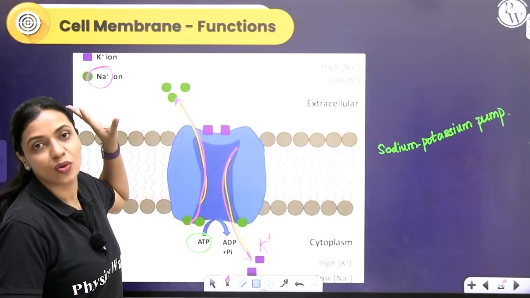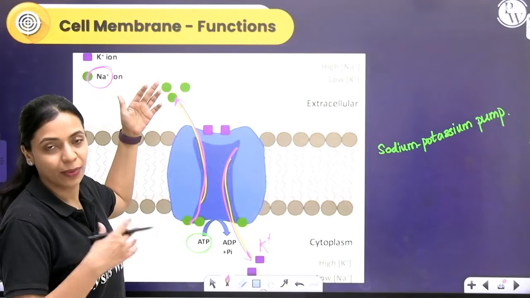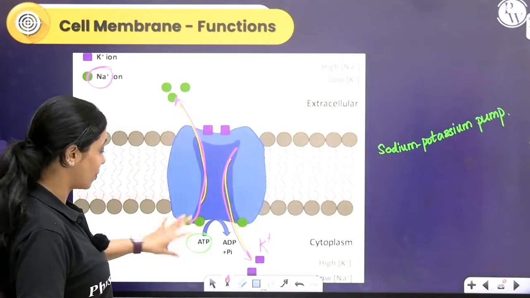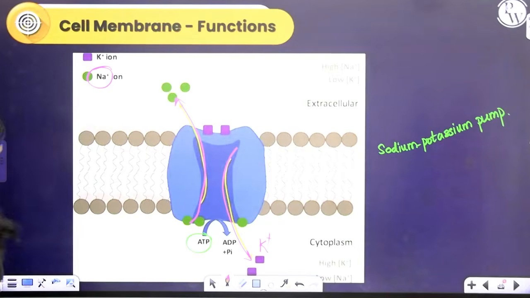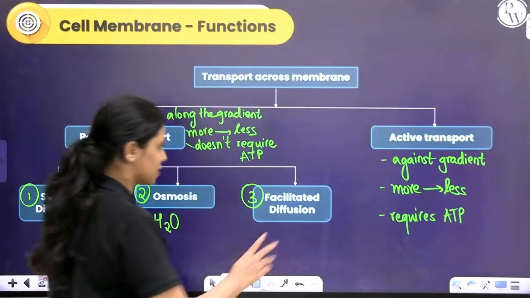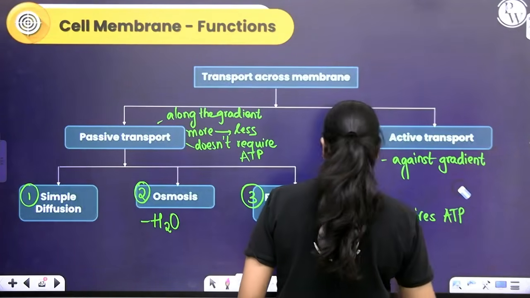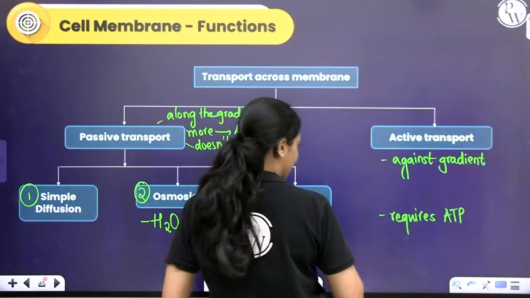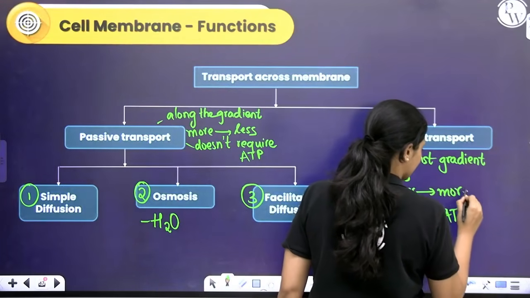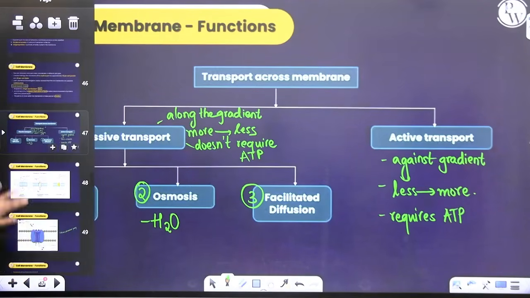From wherever it is already more, it is getting pumped. From a place where it is more is going. Okay? From a place where it is less, more is going. I think I wrote it the wrong way around here. Let me just change it. Yeah, this is wrong. It's going from a place where it is less to a place where it is already more. Less to more. Okay, that's why it requires energy. It consumes energy in the form of ATP.